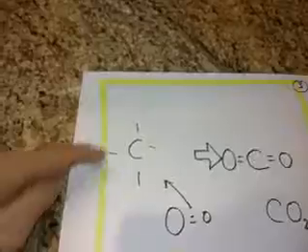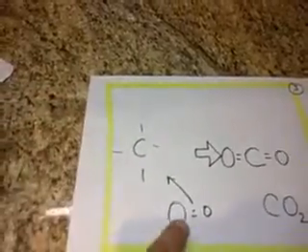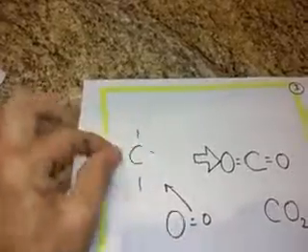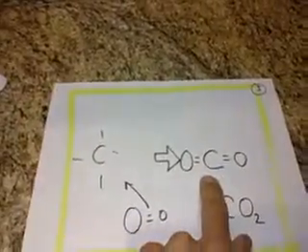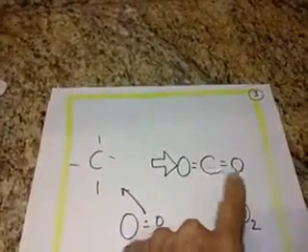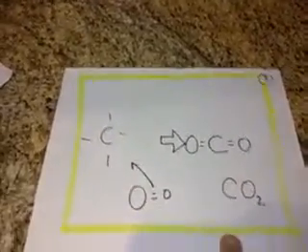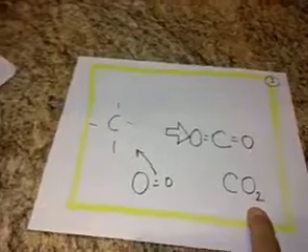Let's look at one situation. Here's one carbon. Here comes the oxygen. What will happen is that these will bind together. So we've got a carbon holding hands with these oxygens, and that becomes carbon dioxide.